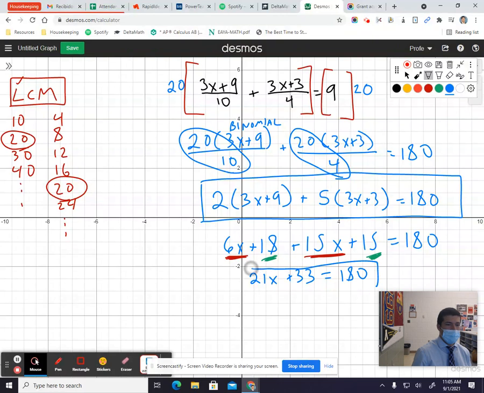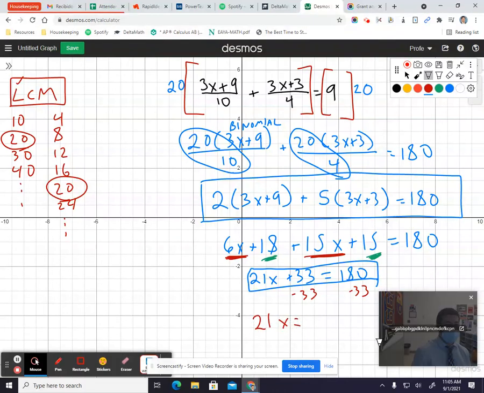This equivalent equation is what we call a two-step equation because you're 2 steps away from the answer. So what are my 2 steps? I am going to take away 33 from both sides. That leaves me with 21x equals 147. And then all I've got to figure out is how many times does 21 go into 147?